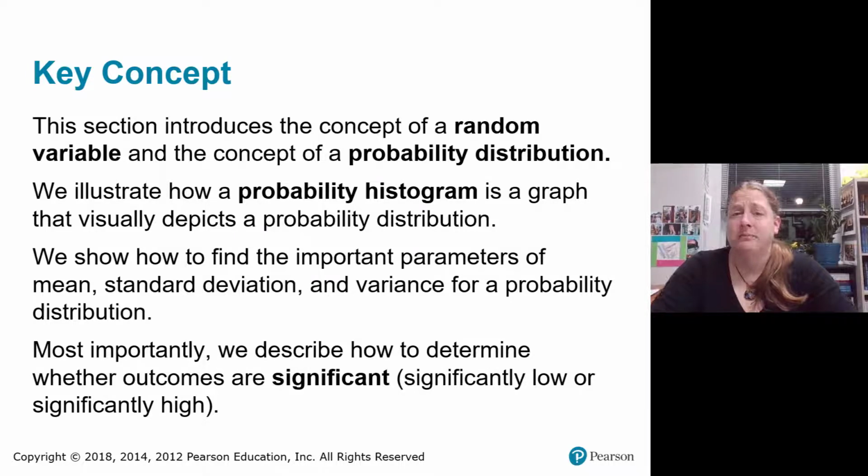We're going to talk about the idea of a probability distribution, probability histograms, and we'll talk a little bit more about what it means to be significantly low or high, and of course finding the mean and standard deviation, variance, things that we might want to know about these random variables from these probability distributions.